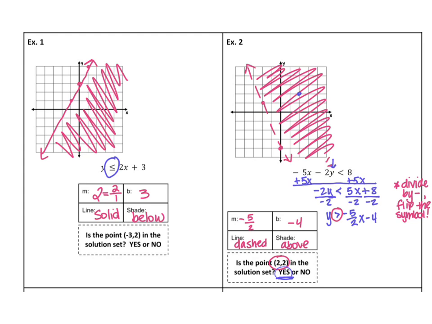Going back to example number 1, it says, is the point -3, 2 in the solution set? So again, all we need to do is plot that point. So I've plotted that point -3, 2. Is that in the solution set? Is that in the shaded region? It's not. So it's not a solution.